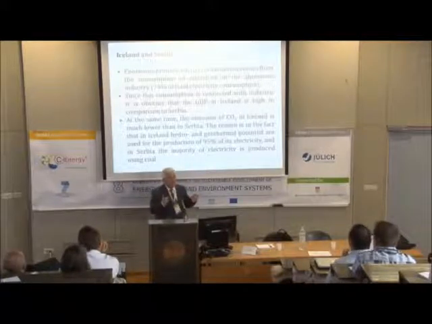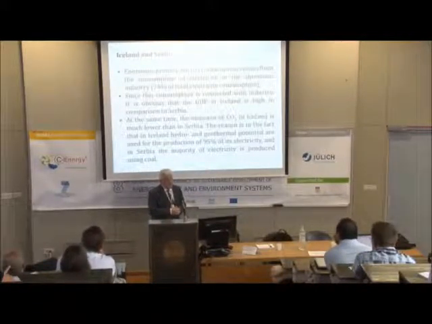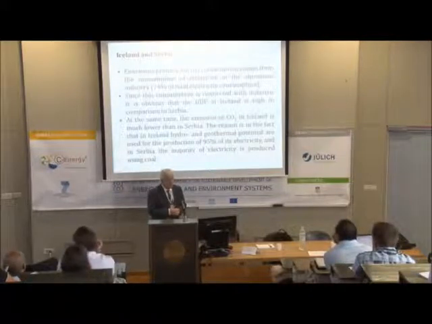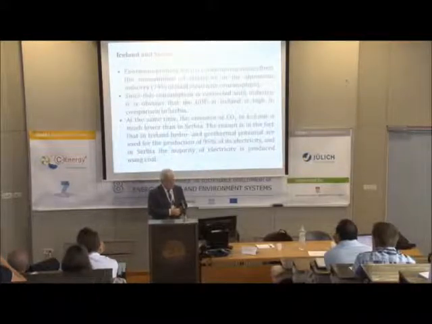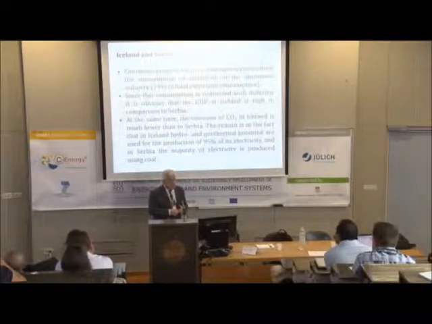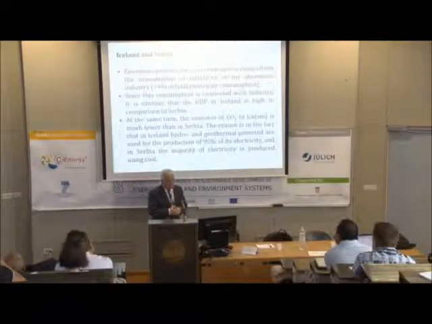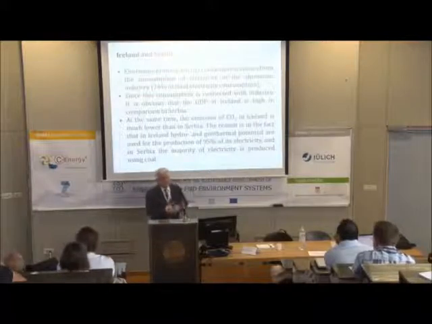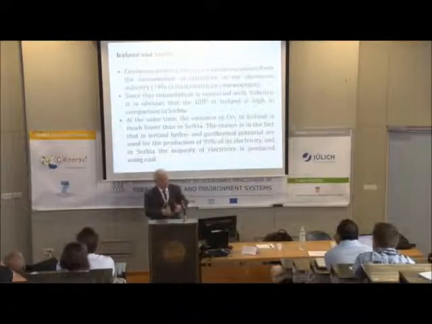What is, if we compare Iceland and Serbia? Enormous primary energy consumption comes from the consumption of electricity in the aluminum industry. 74% of total electricity consumption is spent in the aluminum industry, and because of that, they have such high consumption. Since this consumption is connected with industry, it is obvious that GDP in Iceland is high in comparison to Serbia, because all this excess of electrical energy they spend in production to increase the GDP.